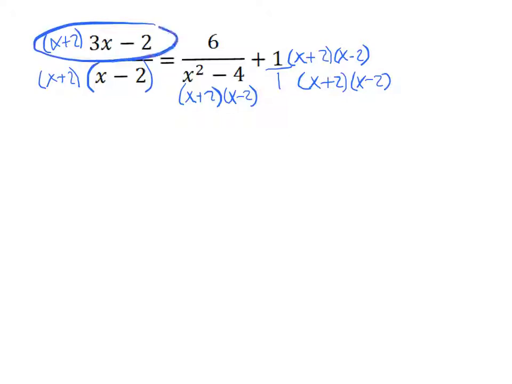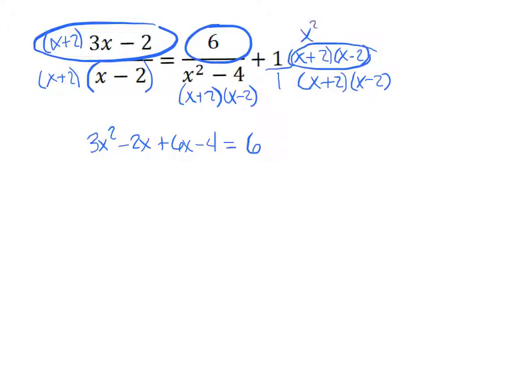So up here, if I multiply that out, I will get 3x squared minus 2x plus 6x minus 4. Of course, use the box if that was confusing to you. On the next one, that's just a 6. I didn't need to get anything for common denominator. If I multiply those together, I'll get x squared minus 4. And if I multiply through by 1, that'll give me plus x squared minus 4.